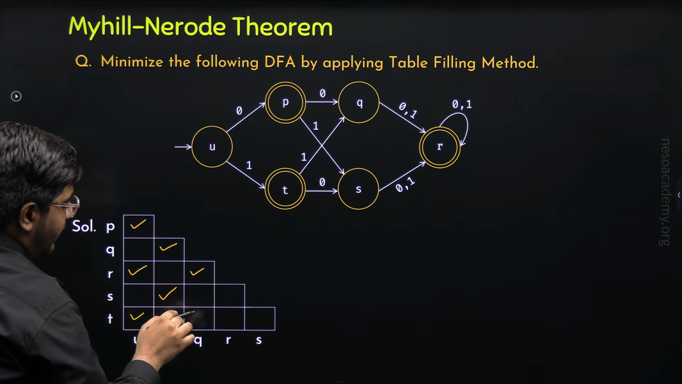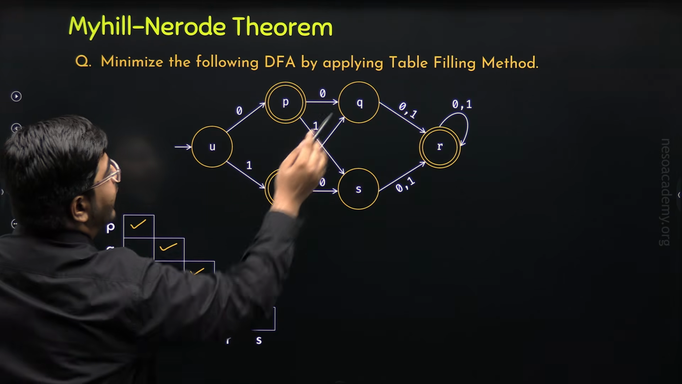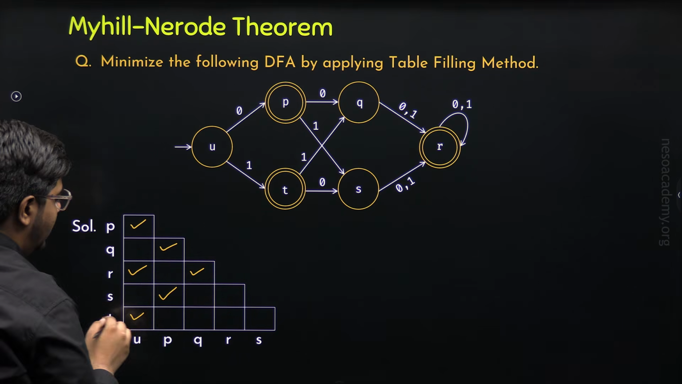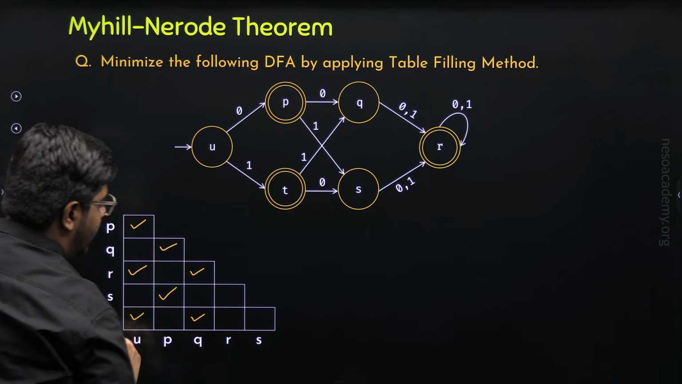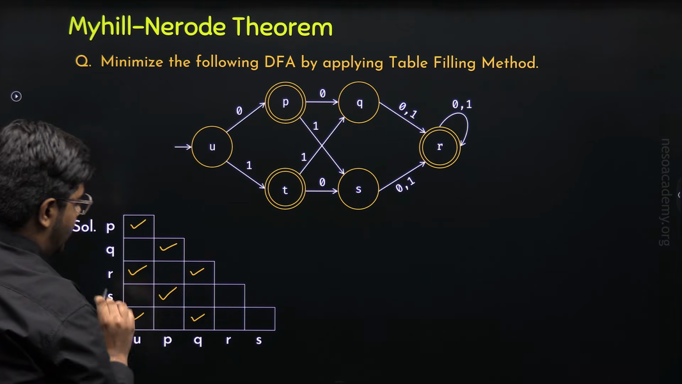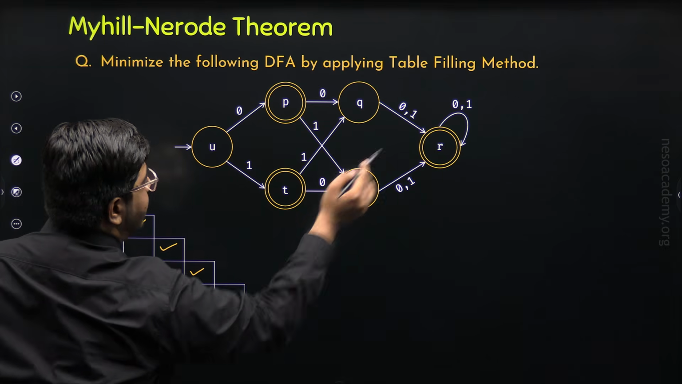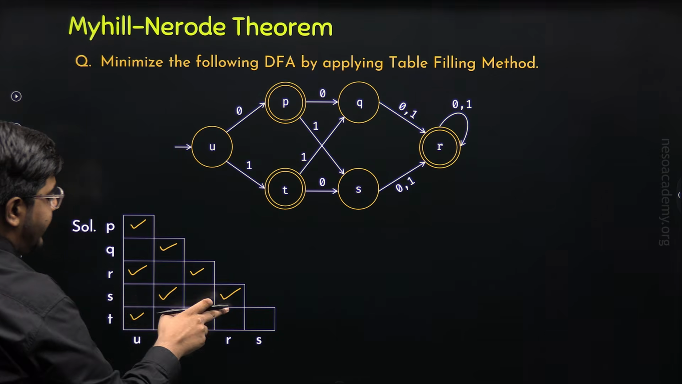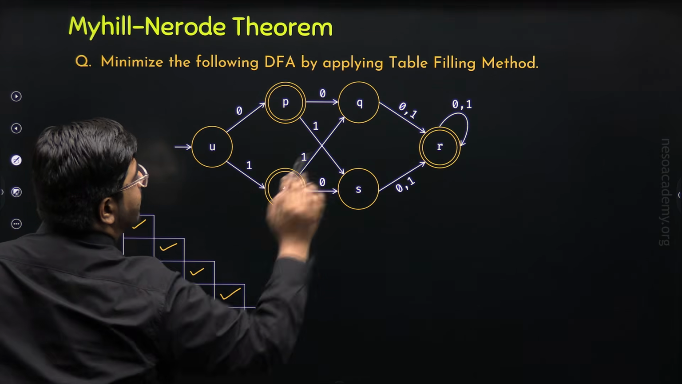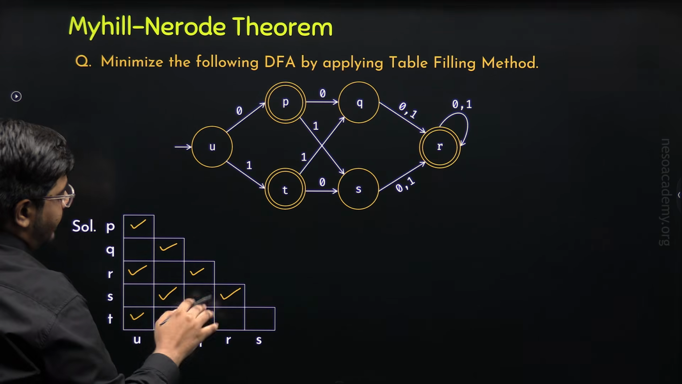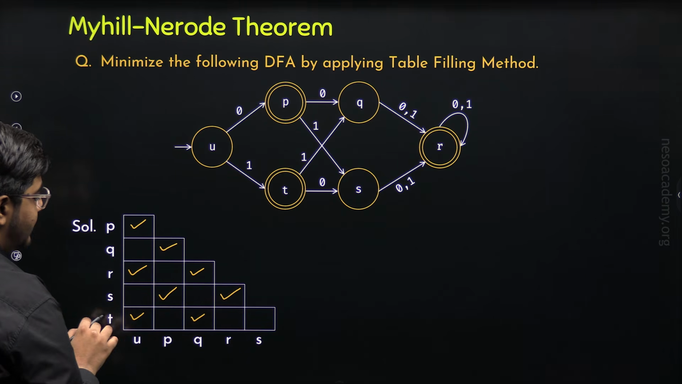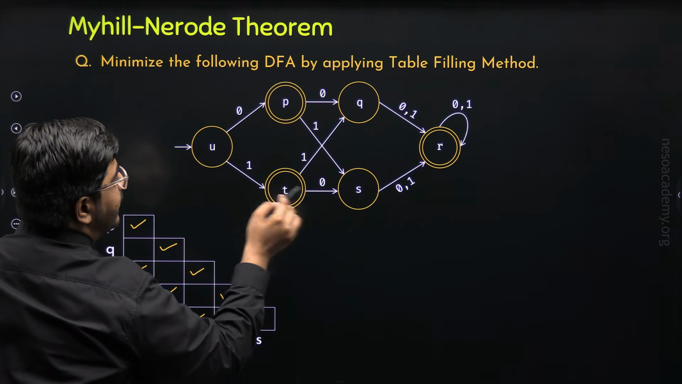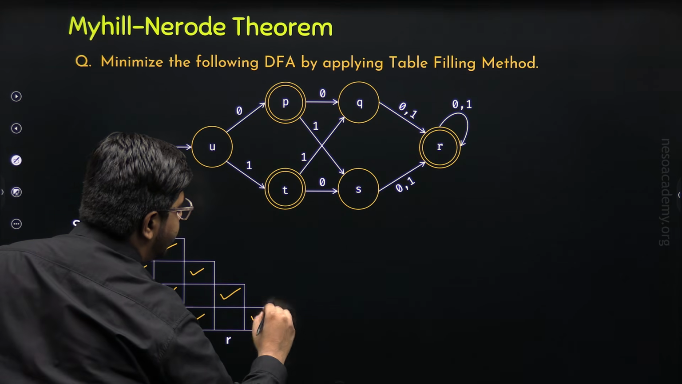Now we have TQ. T and Q, final, non-final. So one is final, another one is non-final. So we can mark TQ. Next we have SR. SR, final, non-final. So we can mark SR also. Then we have TR. T and R, both are final. So we cannot mark TR. Last cell is TS. T and S, final, non-final. So we can mark TS.